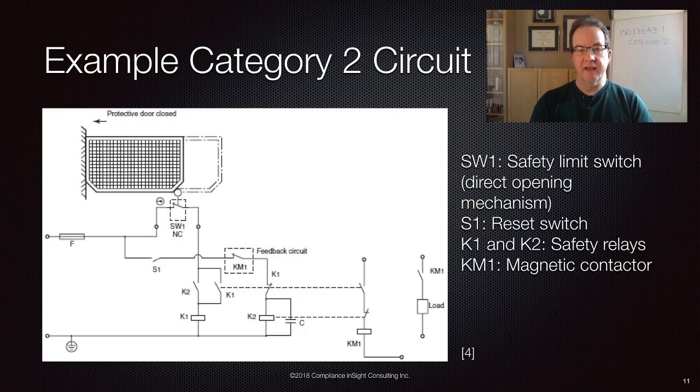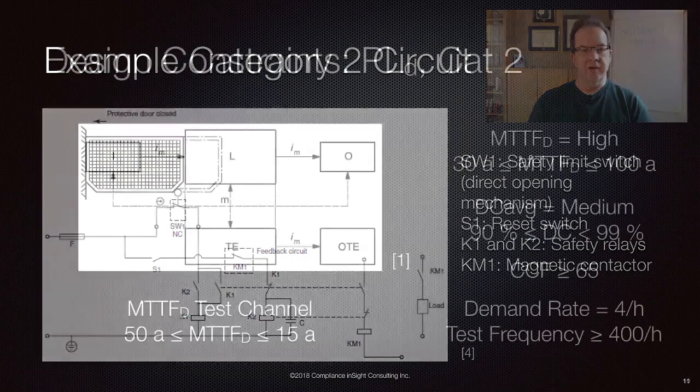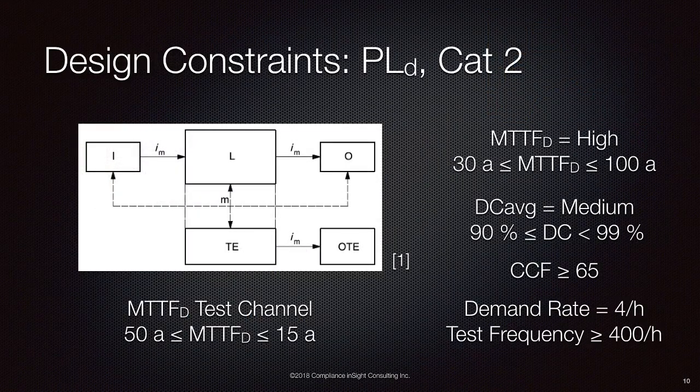There are a bunch of faults that can't be detected. And if we go back and actually look at the block diagram for category 2, you'll notice that we have monitoring in the input device. Well, this circuit has no monitoring to the input device, so it doesn't actually meet the requirements of category 2. So this is a circuit diagram that I actually pulled from a reputable manufacturer's website. Now, admittedly, they didn't say that it met performance level D or anything like that, but it was called out as a category 2 circuit. So that's a problem right away.